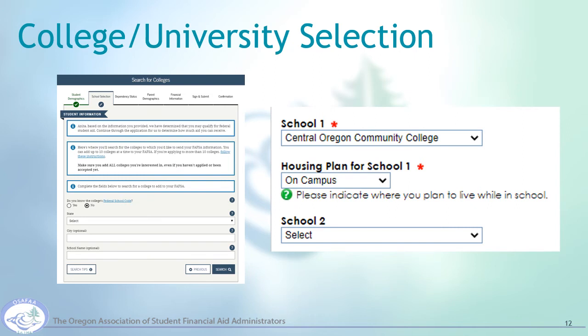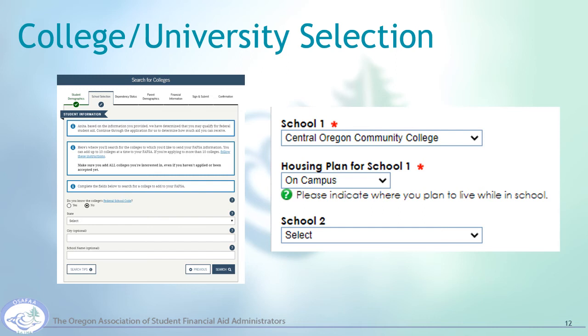Now is the time for students to choose the college and universities that they are interested in attending. If students wish to be considered for the Oregon Promise, they must have at least one Oregon Community College listed on their FAFSA or ORSA. FAFSA students can choose from colleges and universities from across the country and some foreign institutions. ORSA student choices are limited to Oregon institutions only.